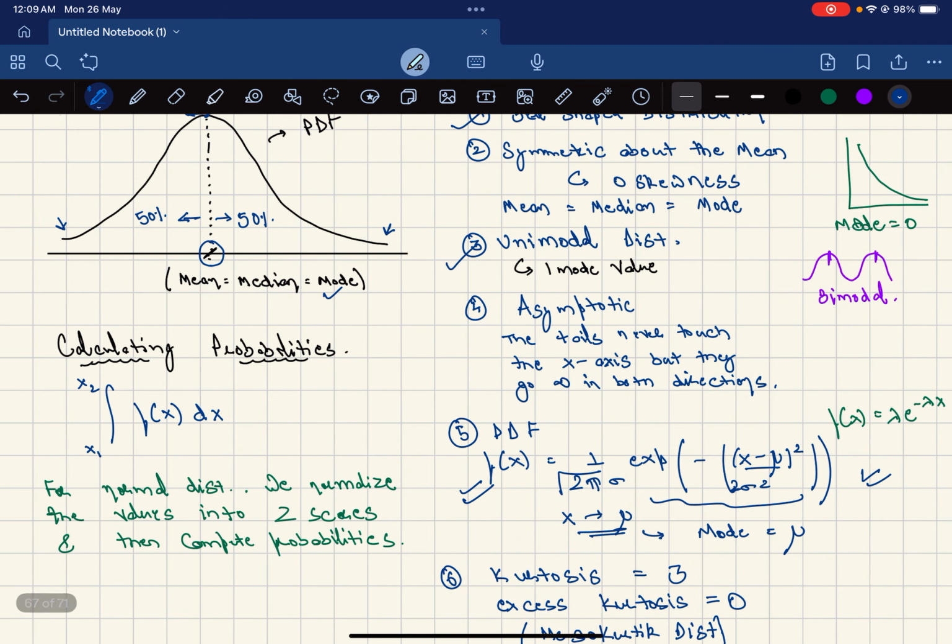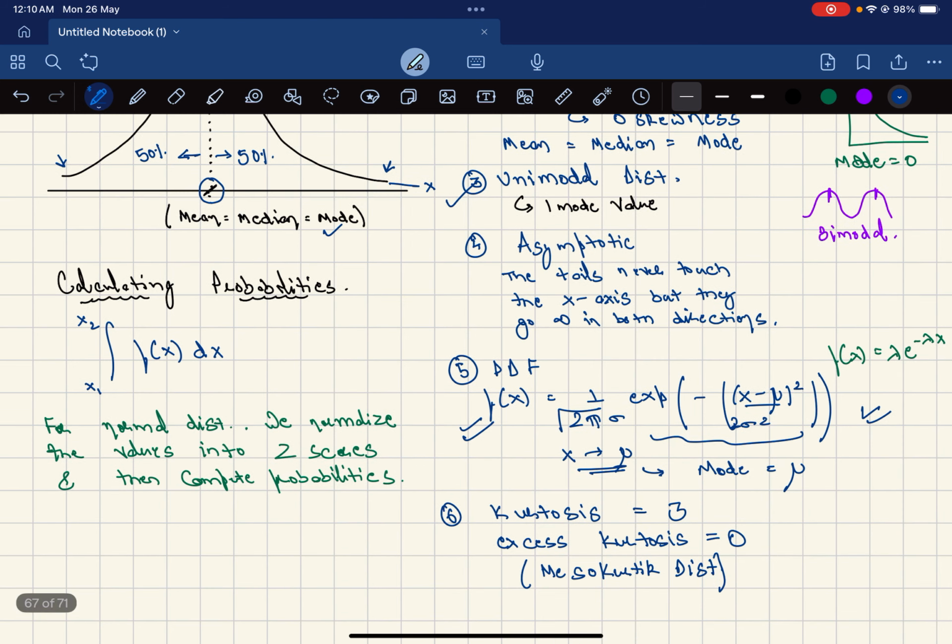Then we looked at how the tails of the distribution here are asymptotic to the x-axis. By asymptotic to the x-axis, we mean that it stretches to infinity but it never touches the x-axis. So it will remain very close to the x-axis but never touch it. So this is how we define the asymptotic relationship with a particular axis. Then we also looked at the PDF of a normal distribution. It is given as 1 upon root 2 pi into sigma, multiplied by exponent of minus x minus mu whole square upon 2 sigma square.